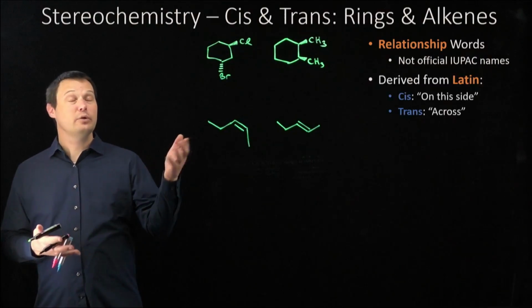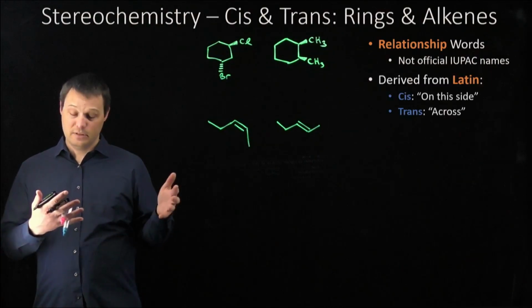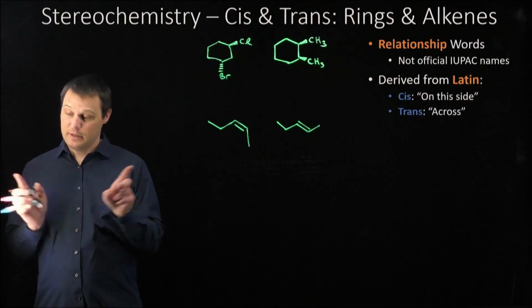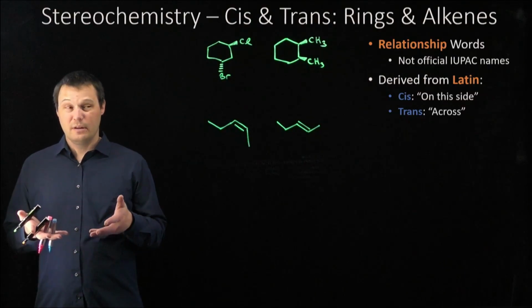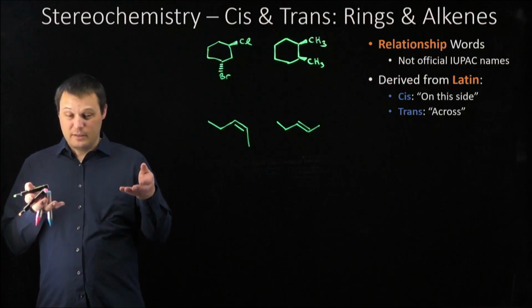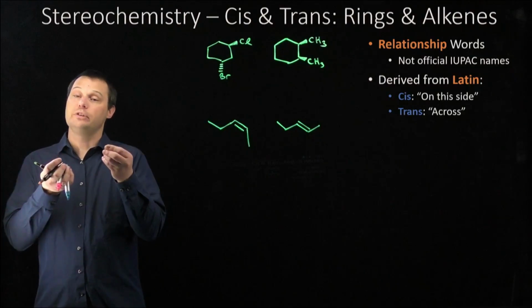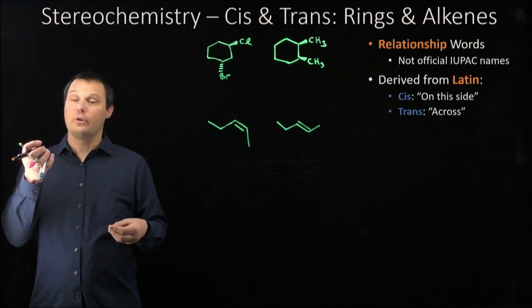The words cis and trans are both derived from Latin. Cis means on this side, together, while trans means across. So the real question is, are two groups oriented on the same side together relative to each other, or are they on opposite sides oriented across from each other?